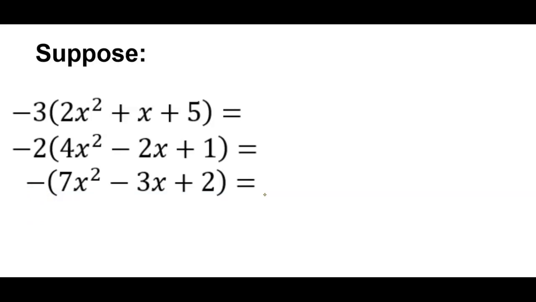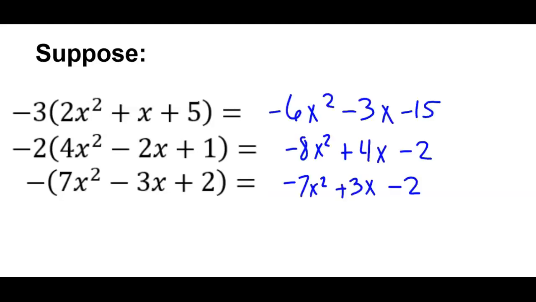Okay, I'm going to pause the video while you do that. You should pause the video as well. I'm going to come back with some answers and we'll talk. Okay, these are the solutions you should have got. So -3 times 2 gives me -6x squared. -3 times 1 gives me -3x. And -3 times +5 gives me -15. So all of those turn to negative because they all started as positives.